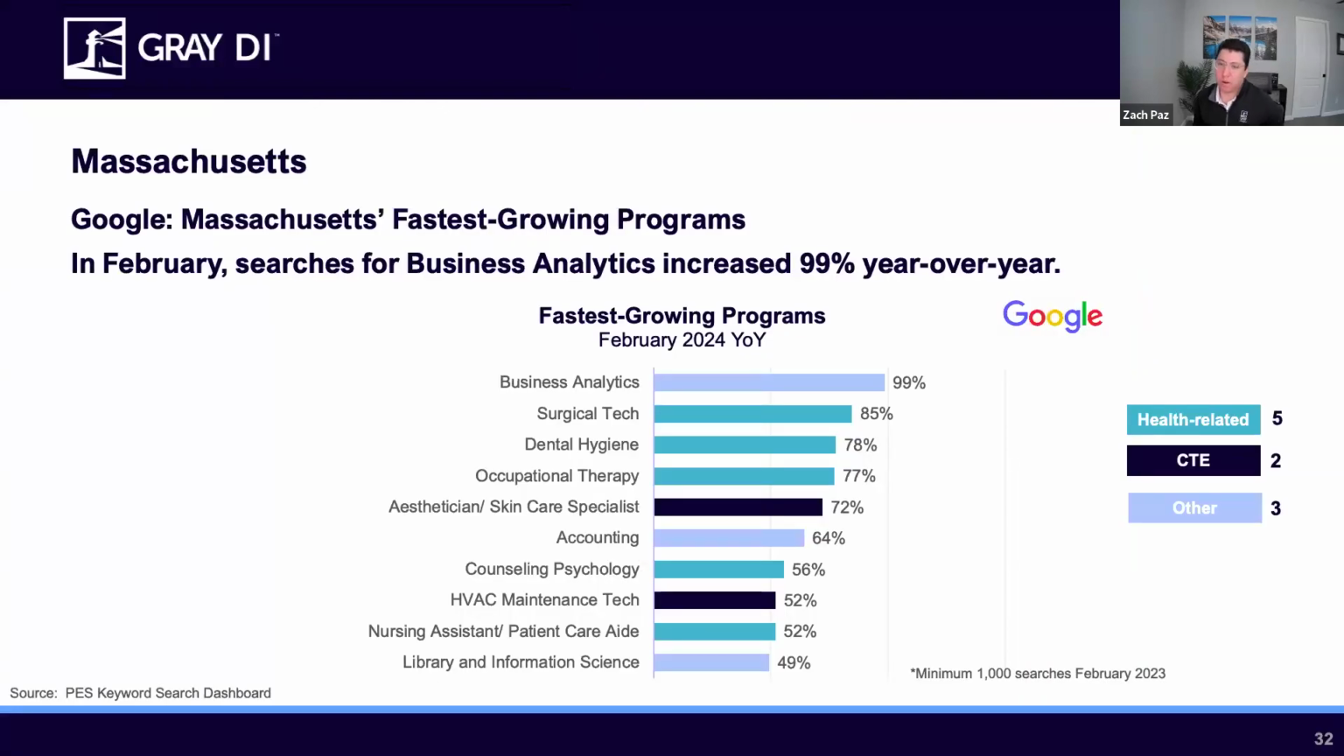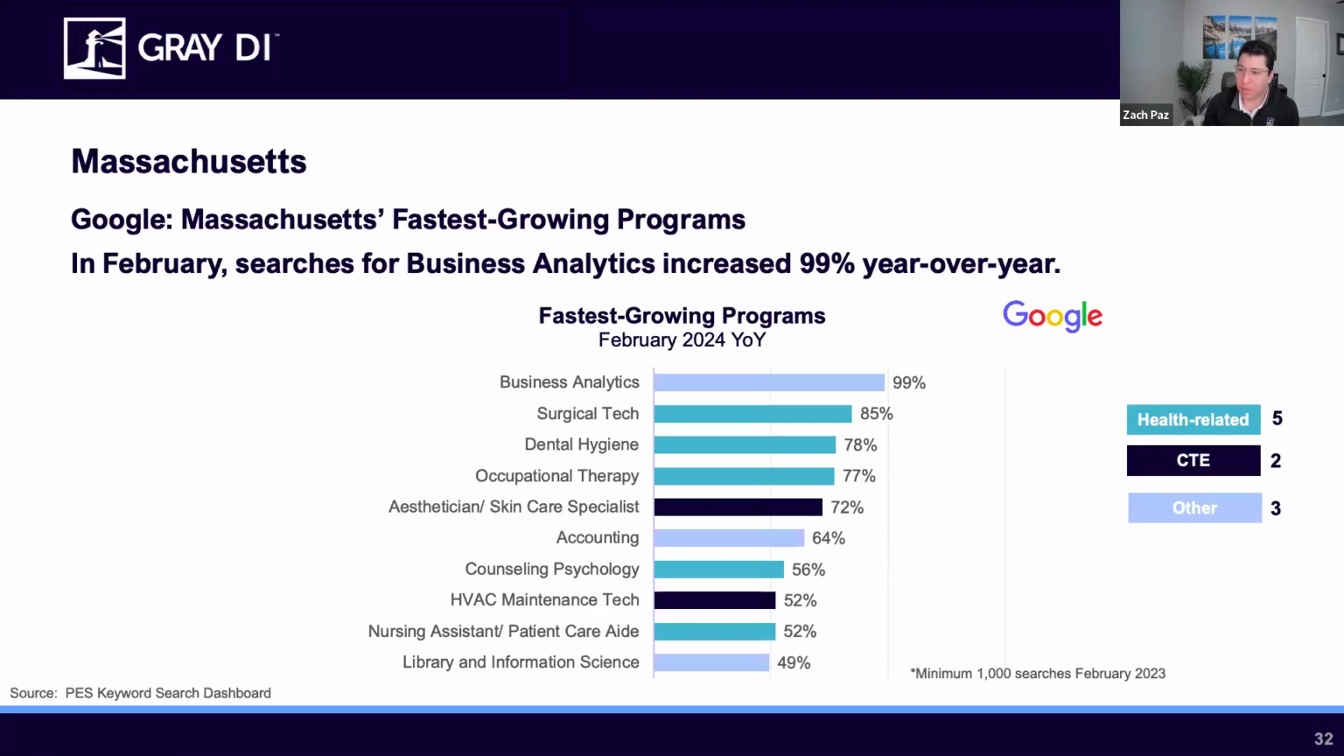The fastest growing program, number 1, is actually business analytics. I didn't see this in Illinois. That's a 99% growth in program searches for business analytics in Massachusetts. We have 5 health-related programs, and then accounting and library and information sciences, interestingly enough. You wouldn't expect that to be one of the top fastest growing searches.